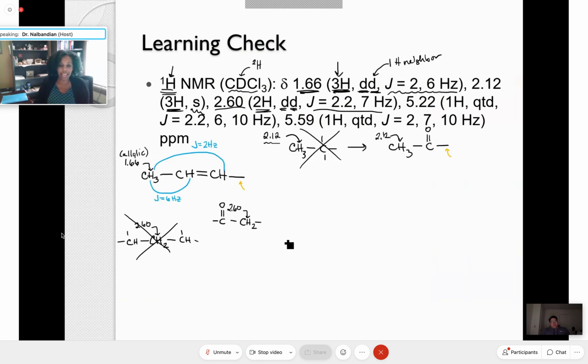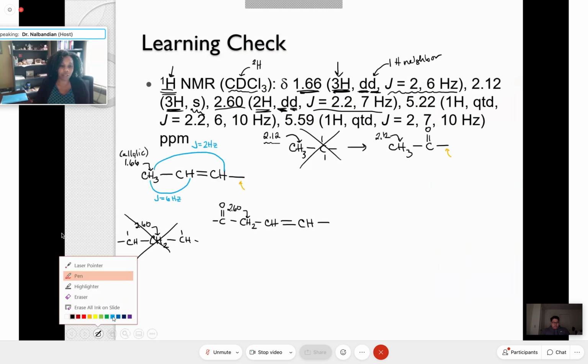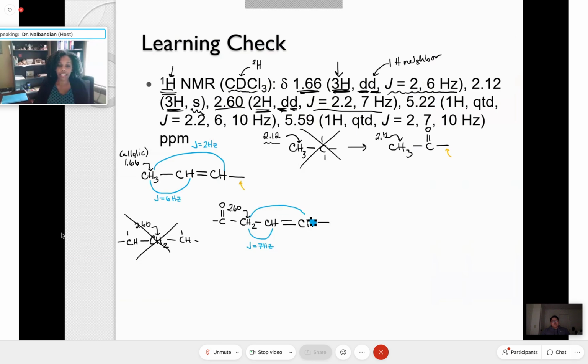So if that's true, then here we have a CH, right? It is a doublet of doublets. So there's a CH where this carbon is in a double bond to another CH with another open spot. Why do I know all of that? Based on those J values. So let's look at them. From here to here, that is going to be J equals 7 hertz. And then again, from here to here, that's going to be my 2.2 hertz.